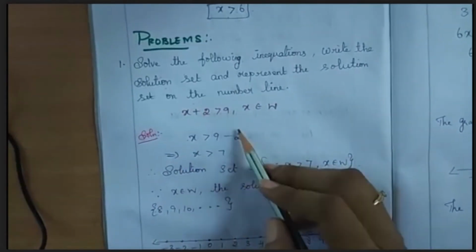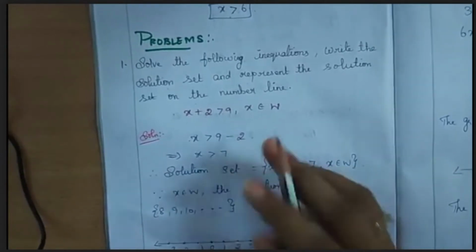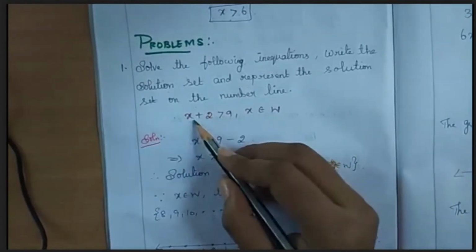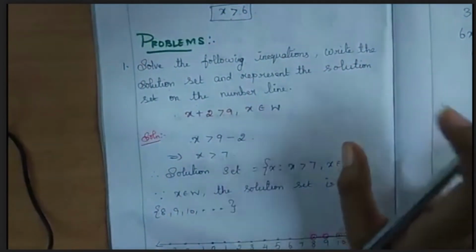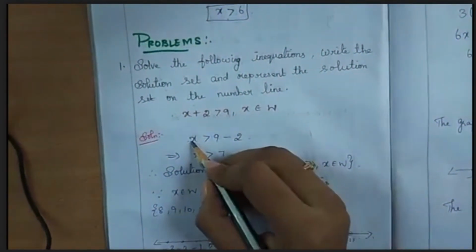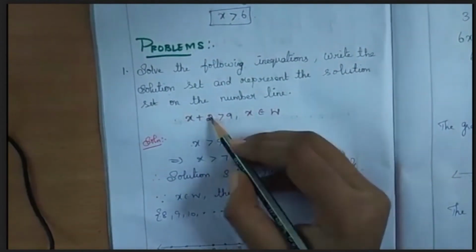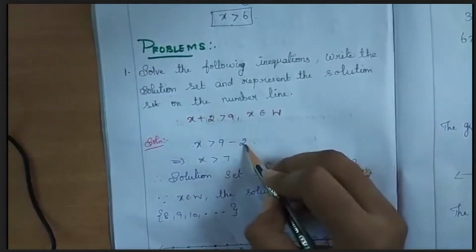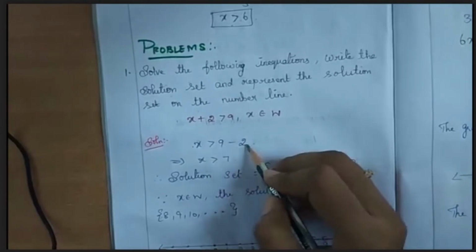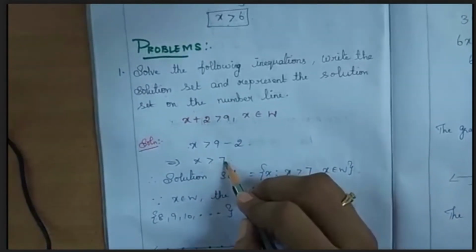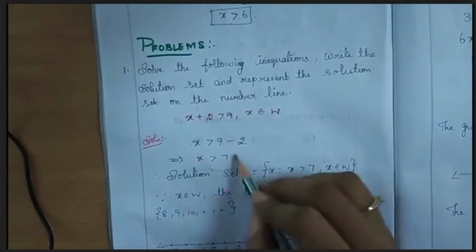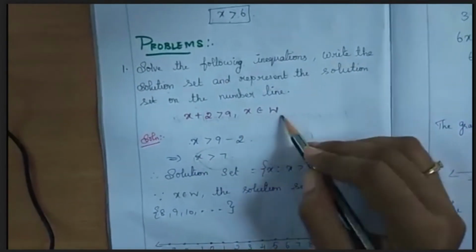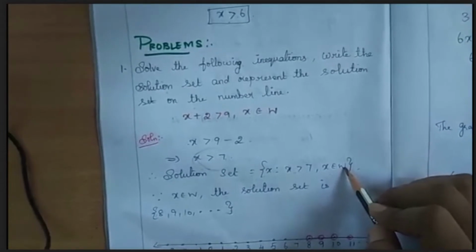Now what's the solution? First we have to solve this expression. x plus 2 is greater than 9. Now I want to find only the x value, right? So x is greater than 9, and if I bring this 2 to the other side, it becomes minus 2. So what will be the answer? x is greater than 7. So my solution set will be x such that x is greater than 7, x belongs to whole numbers, right?